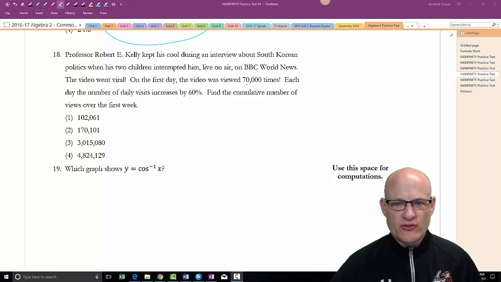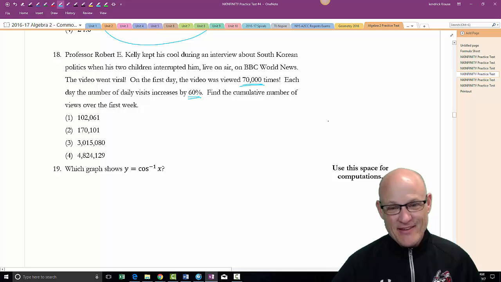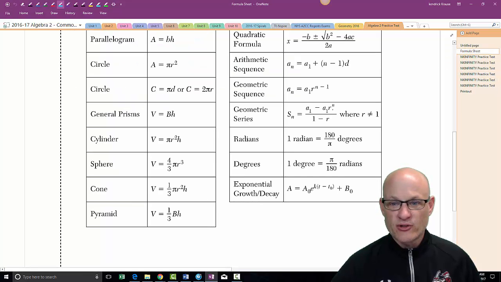Anyway, on the first day it was viewed 70,000 times, and then it increased by 60%. That is a ginormous increase. 60% increase. Ginormous. So find the cumulative number of views over the week. So this is that geometric sequence series formula, excuse me, that does a summation. It's right here.